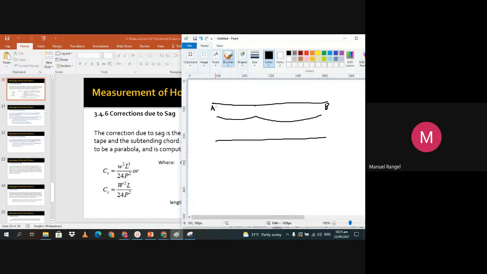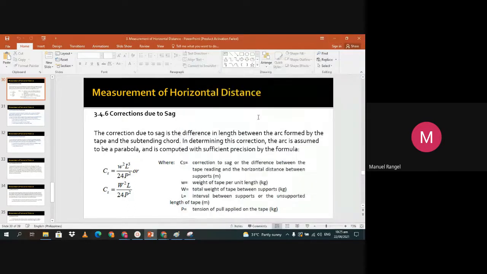So if from point A to B, the L would be the distance from point A to B. But if there is another support here, then that is length 1, length 2, from one support to another support.